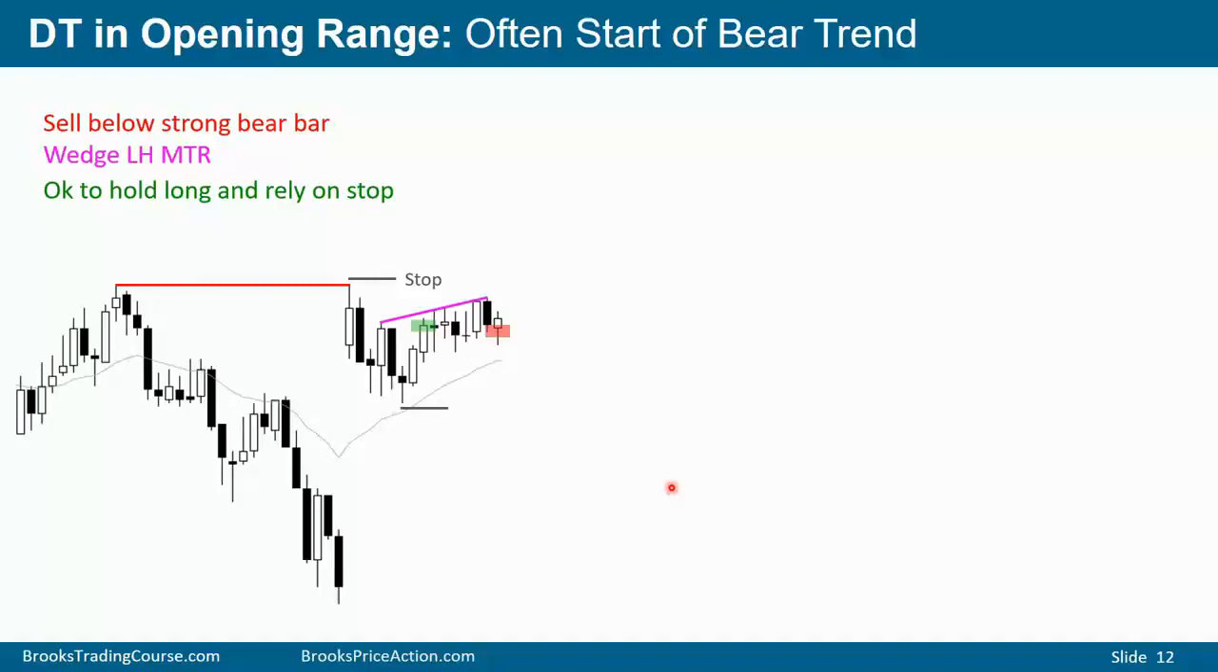Which side has higher probability? Well, both have reasonable arguments, and I think it's pretty much 50-50. 50% chance we'll get a bull breakout and a swing up, 50% chance we'll get a bear breakout and a swing down. It's reasonable to be holding long with a stop below here. It's reasonable to be holding short with a stop above here.